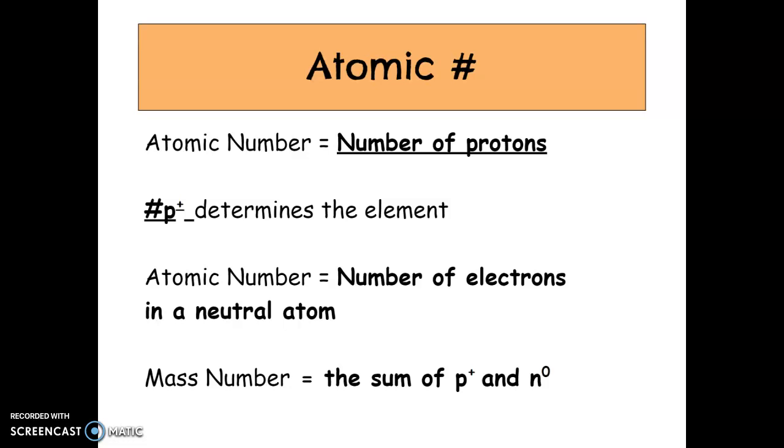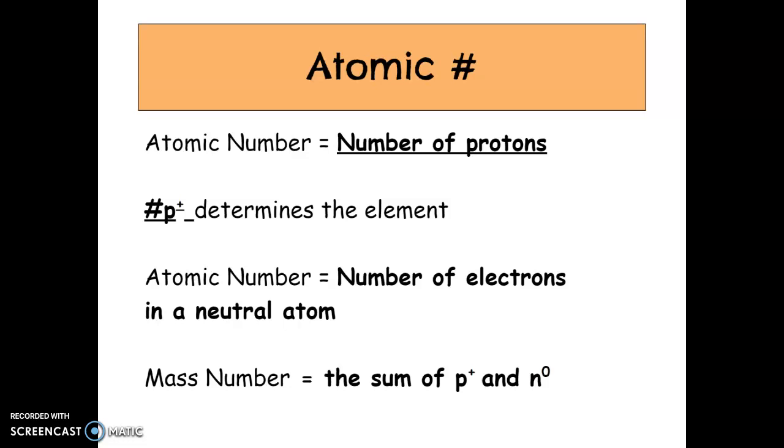So that's the number of protons in one atom of the element, I should say, okay? Right now we're just dealing with singular atoms. So your atomic number is the number of protons, and the number of protons will determine the element itself. That's very important. It's a concept that we're going to take with us, especially into our lessons over the next couple of days.